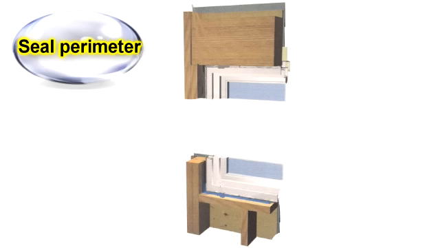Step 20. Apply compatible sealant around the entire perimeter of the window. The seal is the required continuation of the second plane of protection, as well as the continuation of the air barrier into the window assembly.